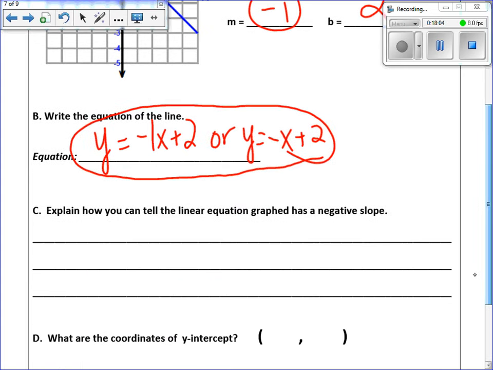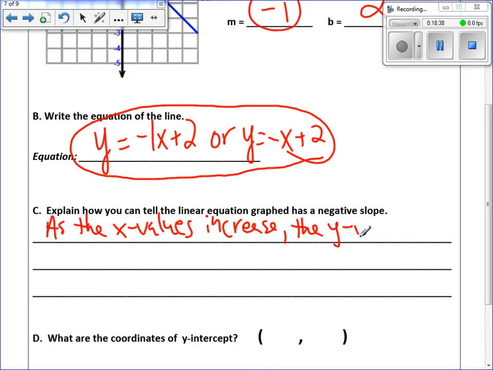Explain how you can tell that the linear function graph has a negative slope. 2 good answers here. One, obviously, a better mathematical answer than the other one. So the non-mathematical answer is the line is going down and to the right. I will give you credit for that, but I really want to see you go above and beyond with your math vocabulary. So what you should be writing is, as the x values increase, the y values decrease.